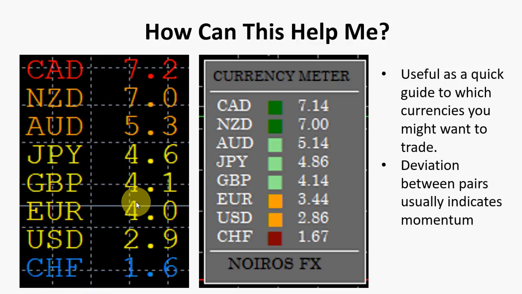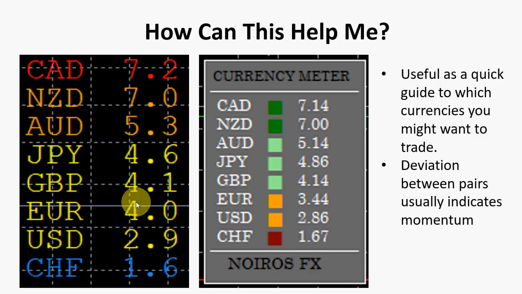Now, how can this help you actually? This information, how can it make any difference to your trading? Okay. It is a useful guide. It's a quick guide to tell you which currency you might want to trade and which might be worth staying away from. For example, if a certain currency is very strong, another currency suddenly turns weaker, you may find a trading opportunity.